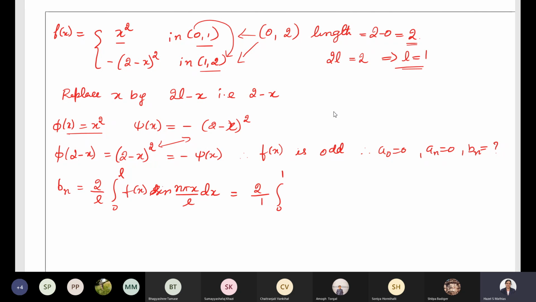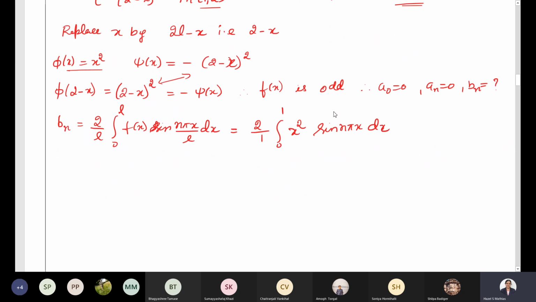What is f of x when x lies between 0 to 1? When x lies between 0 to 1, function is x square. Be careful while choosing that x square or f of x. Next, sine n pi x by L. Sine n pi x, because L value is 1. Now, in order to find the integral of the product of x square and sine n pi x, take the first term as x square, second term as sine n pi x, then we shall use Bernoulli's rule to find the integral of product of two functions.